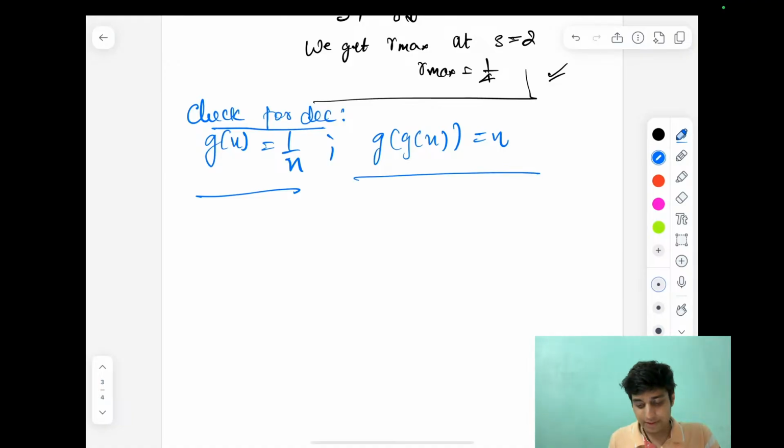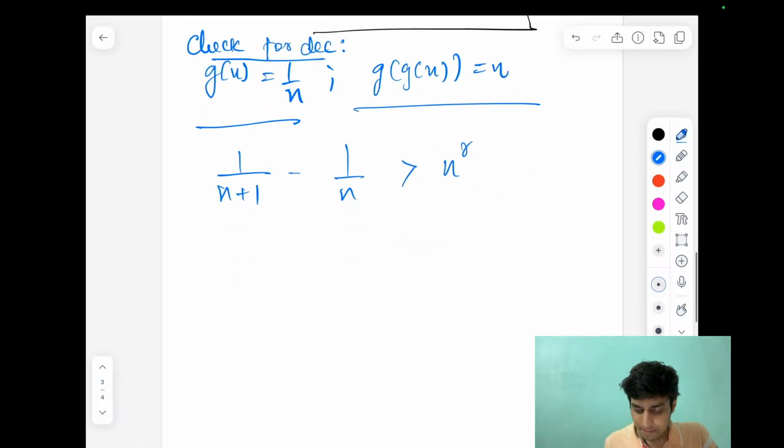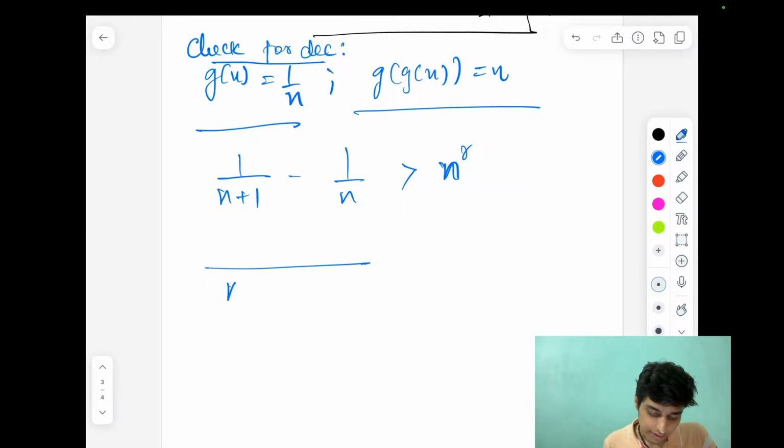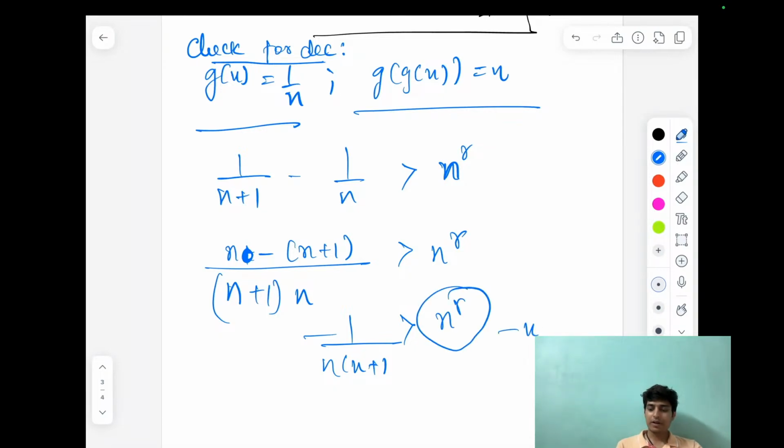So if these two functions say that g of n is equal to 1 upon n and g of n is n, we can say 1 upon n plus 1 minus 1 upon n must always be greater than or equal to n to the power r. But how well can I say this? If I simplify this to n minus n plus 1 upon n into n plus 1, it comes out to be negative of 1 upon n into n plus 1. So there is no value of r to hold this condition.